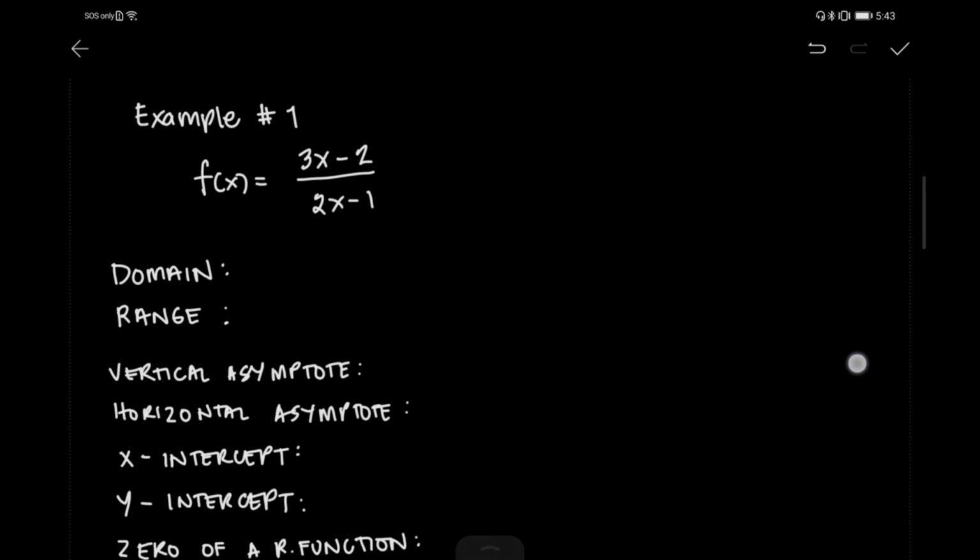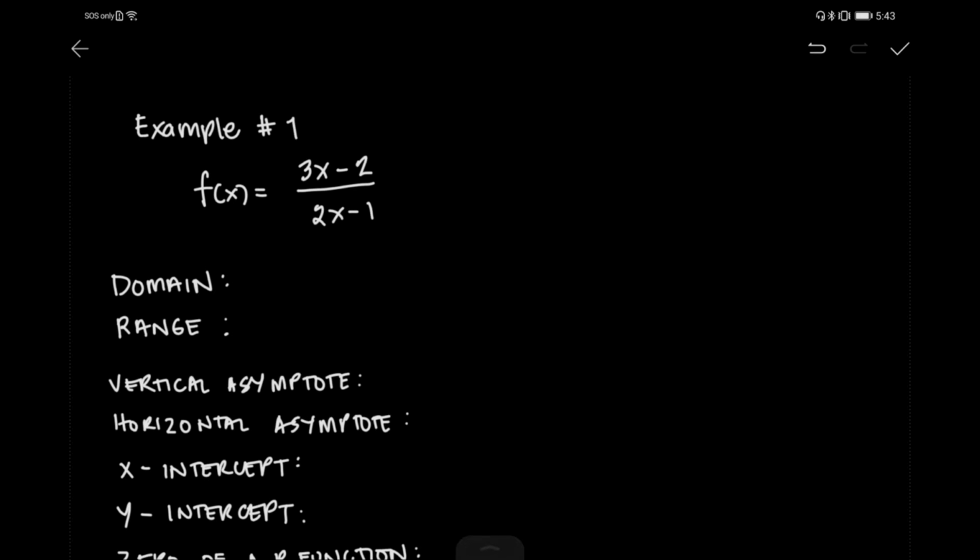So paano natin i-express yung ating final answer? So ang domain natin, this is a set of real numbers, or the x value natin is an element of all real numbers such that the value of x must not equal 1/2. Kasi kung maging 1/2 yan, magiging undefined. So ganun lang para makuha natin yung ating domain.